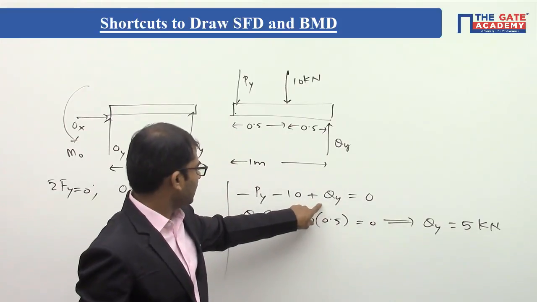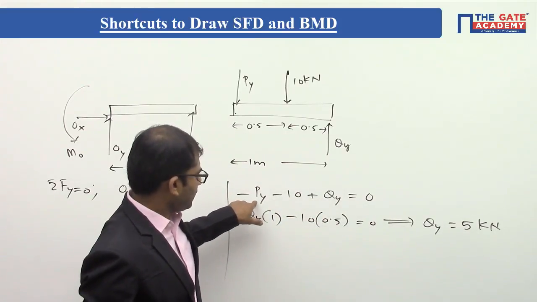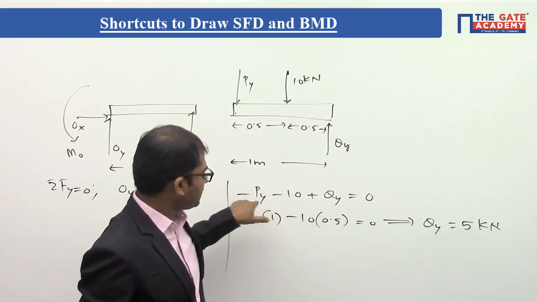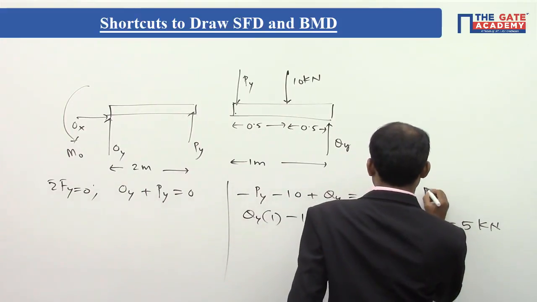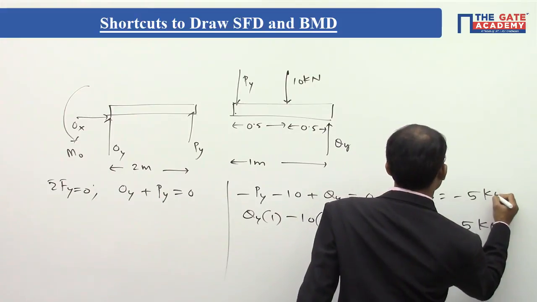So if you substitute here, you will get Py. So minus 10 plus 5. Py is equal to minus 10 plus 5. So this becomes minus 5. So this implies your Py value is equal to minus 5 kilonewton.